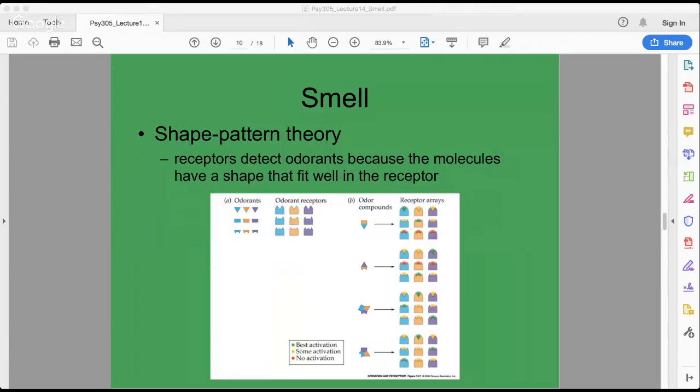So the shape pattern theory is a current dominant biochemical theory for how chemicals come to be perceived as specific odors. It states that different receptors detect different odorants because the molecules have a shape that fits well with a particular receptor shape. These various arrays produce specific firing patterns of neurons in the olfactory bulb, which then determine the particular smell we perceive.